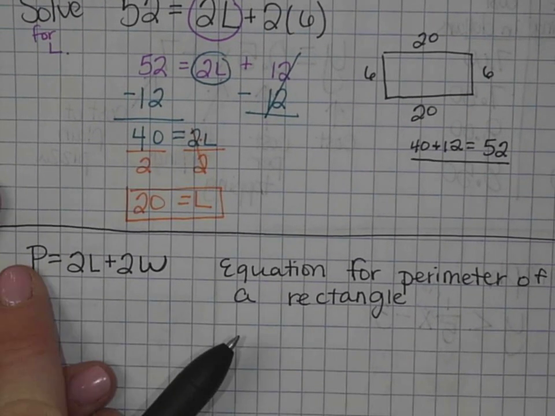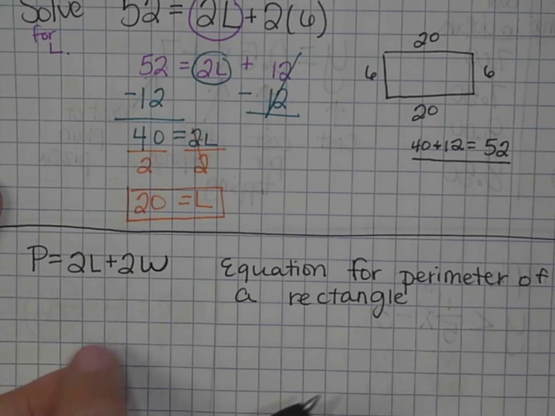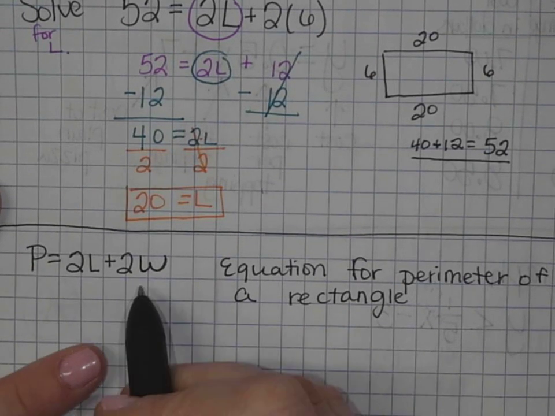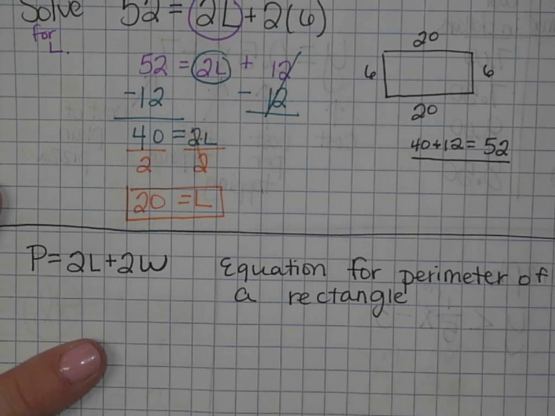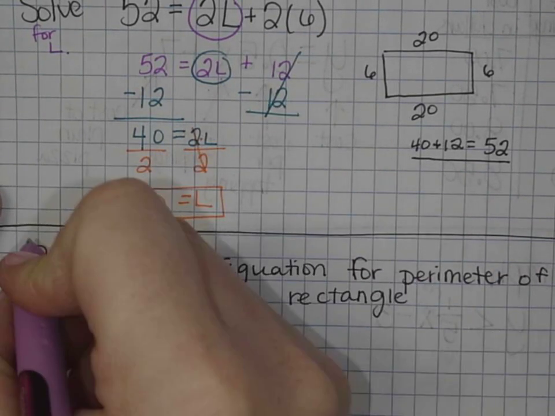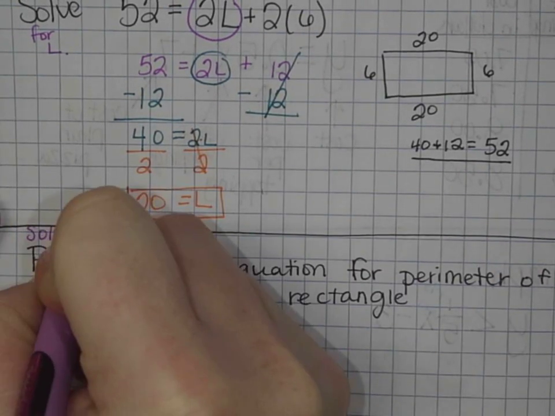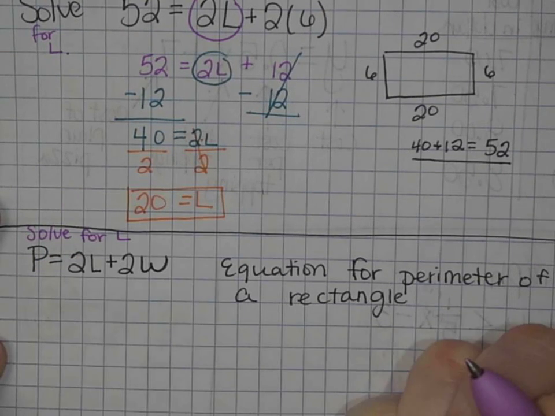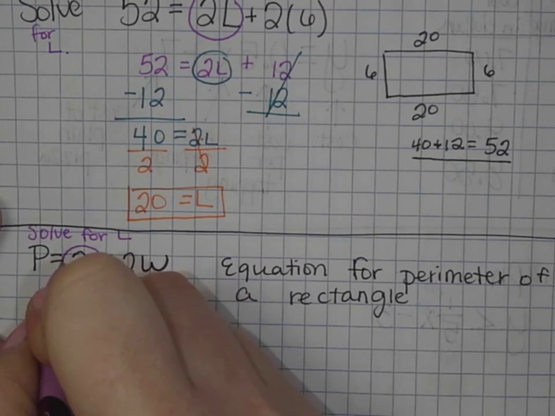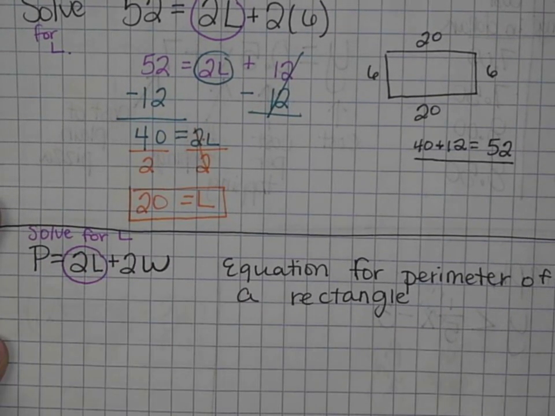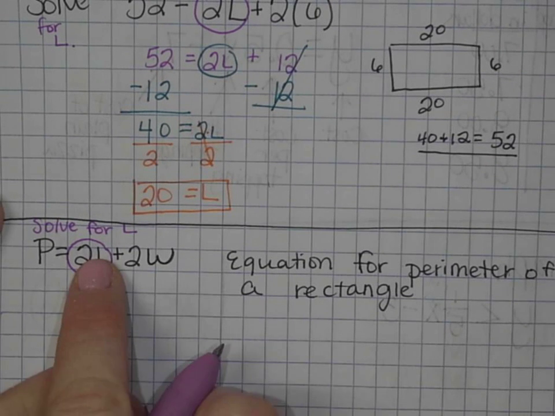In some cases, they're not going to have very many numbers. It's just going to be the original equation, and it's going to ask you what's the equation to find the length. So you would still solve it the same way. So we're going to solve for L. So I'm going to do the same thing. I'm going to solve for L.